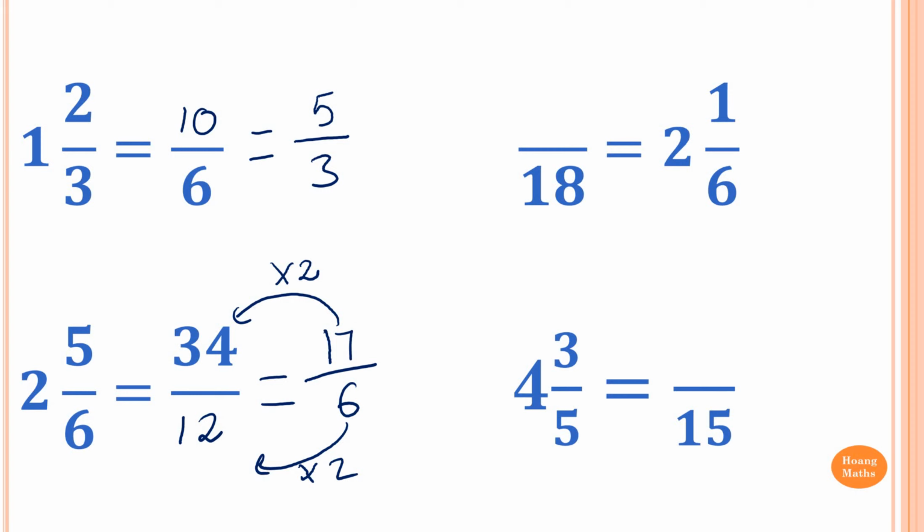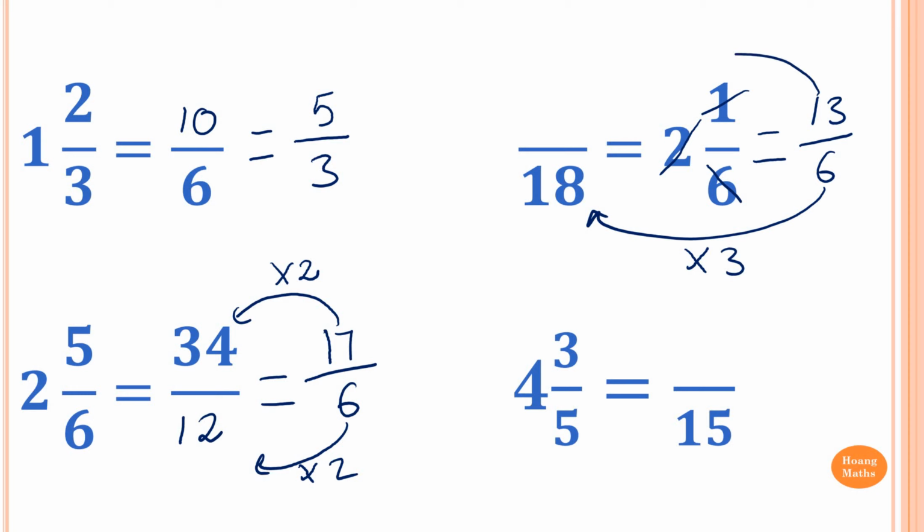So 6 times 2, which is 12. Something over 18 is equal to 2 and 1/6. So again, I convert this into an improper fraction first. So this 6 here, I write this down first. Now 6 times 2 is 12. We add 1, so it's 13. So 13 over 6. From 6 to 18, I times by 3, because 6 times 3 is 18. So therefore, from 13 to this number here, I times by 3 as well. So 3 times 13 is 39.